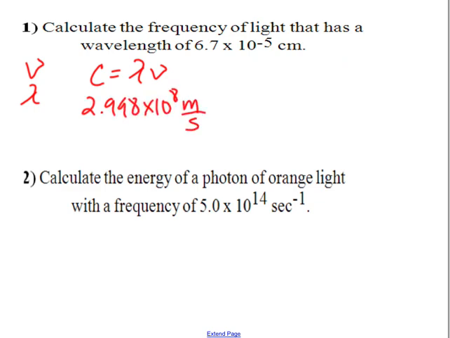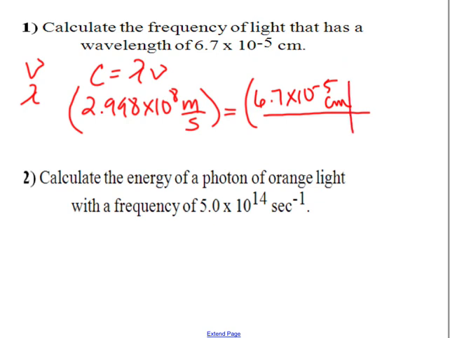I'm going to be really a stickler for units this topic. The reason being is you're going to run into tons of situations like this. Our wavelength is 6.7 times 10 to the negative 5th centimeters. What's the problem? We need to be in meters, don't we? So go ahead within the problem and do the conversion, and then it's going to be times frequency. What's the conversion between centimeters and meters? Good. 100 centimeters in 1 meter.